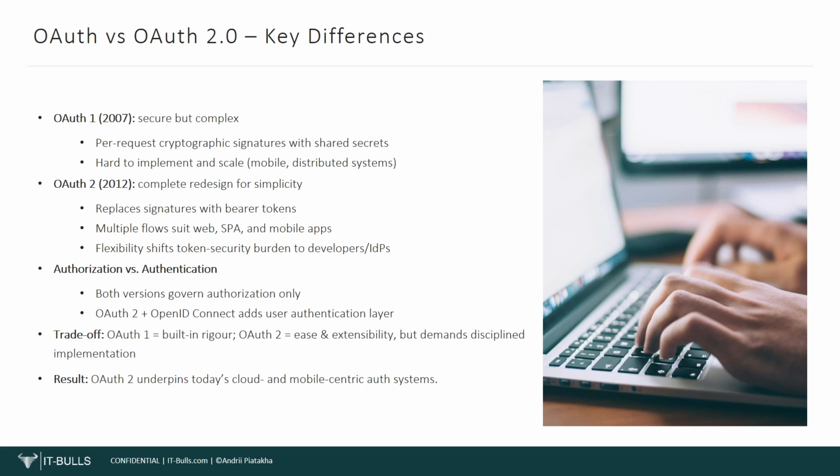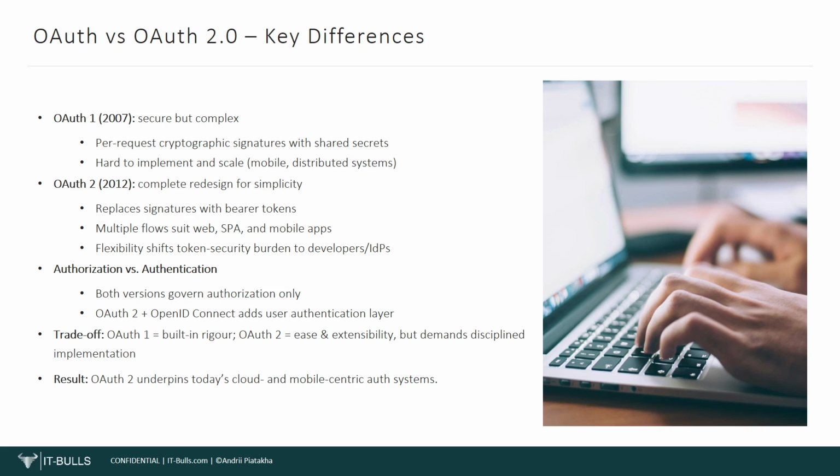Recognizing these limitations, OAuth 2 was introduced, not as a direct upgrade to OAuth 1, but rather as a reimagining of the protocol. OAuth 2 simplified the entire process. Instead of requiring complex cryptographic signatures for every request, it shifted toward using bearer tokens. These tokens act like a pass. If you have the token, you're allowed access. This change made implementation far easier, particularly for mobile apps and single-page applications.